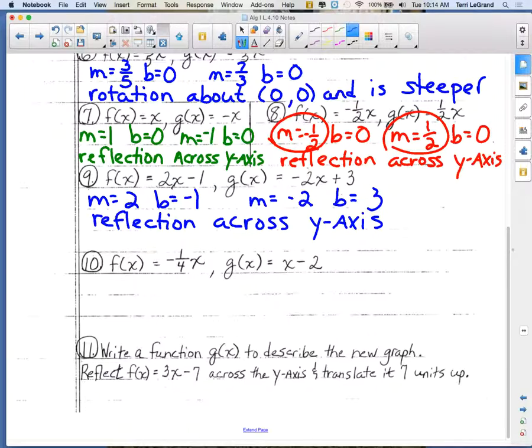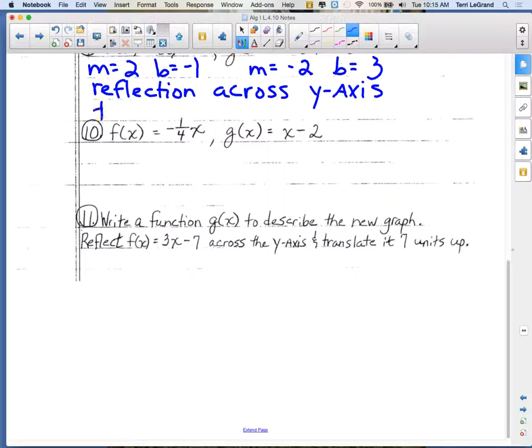Translation, okay, and it got translated. Remember, we have to talk about how far and what direction. So it went from -1 to +3, which is 4 units up. And if the y-intercept goes up 4 units, so does every other point of the line, okay?